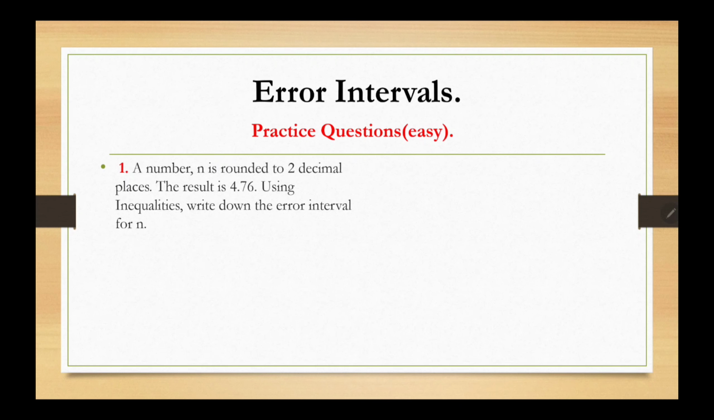Okay, now let's take a look at practice questions. We'll begin with an easier level. A number n is rounded to 2 decimal places. The result is 4.76.